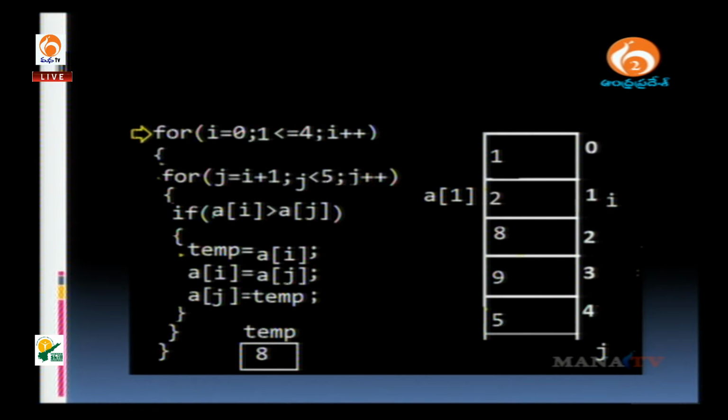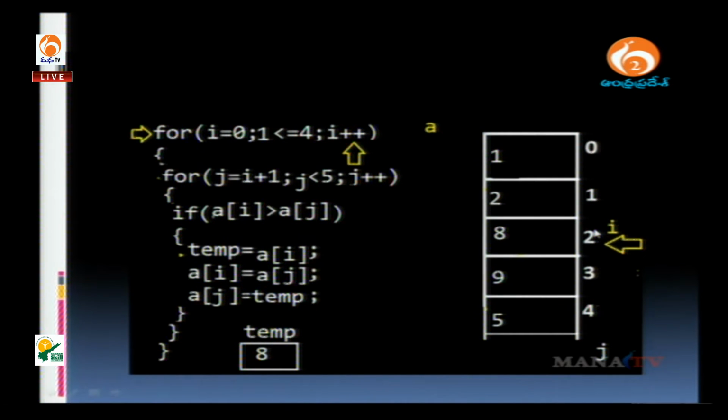Now i++, i is incremented by 1. Initially it was 1, now it is incremented by 1, that is 2. i = i + 1 is the meaning of i++. It is a post increment operator. i = i + 1 means 1 plus 1, that is 2. i moves to the next index, 2.